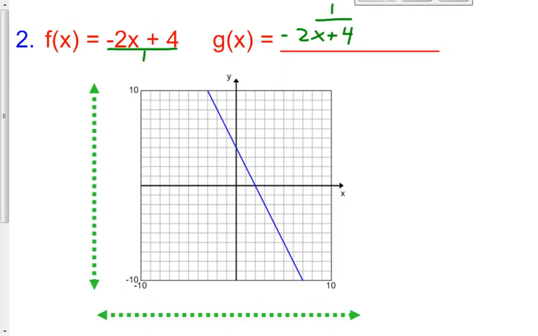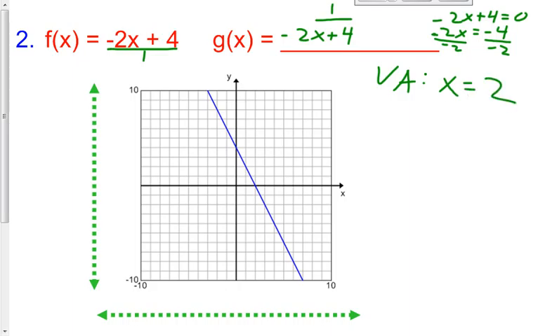Let's now find any vertical asymptotes that we might have. We're going to say, when does negative 2x plus 4 equal 0? Well, negative 2x equals negative 4 when we subtract 4, and then divide both sides by negative 2. So it's when x equals a positive 2. When x equals 2, there is going to be our vertical asymptote. So we draw that using a dotted line.